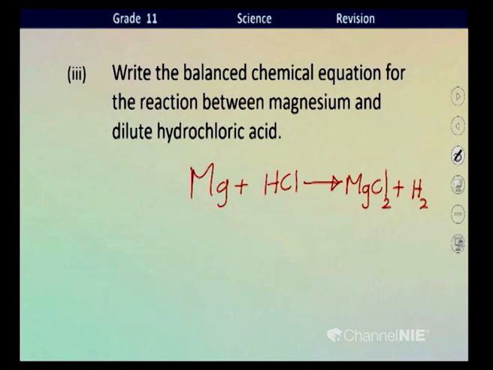As there are 2 chloride ions and 2 hydrogen here, you have to put 2 for this. Then the reaction is balanced. This is the balanced equation for the reaction between magnesium and hydrochloric acid.